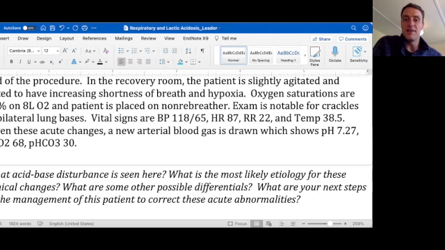So imagine that this is you. You're in the PACU evaluating this patient you've just taken care of. What would be some of your next steps clinically to correct the abnormalities that you've diagnosed on this blood gas?